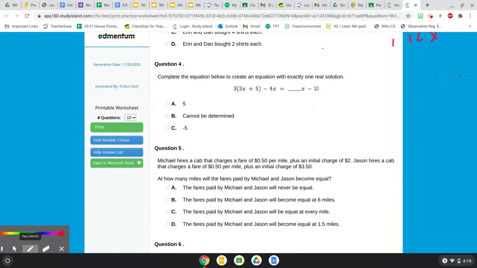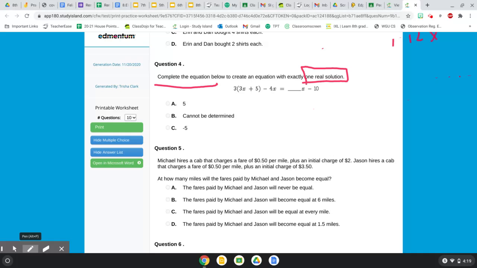It says complete the equation below to create an equation with exactly one real solution. Okay, so we've seen this before, and our x terms had to be the same or different numbers for that coefficient, like our 3x before and our 3x, like 2 problems up. Is that going to create 1 solution, no solution, or infinitely many? So when I think about that, I'm thinking about those patterns.